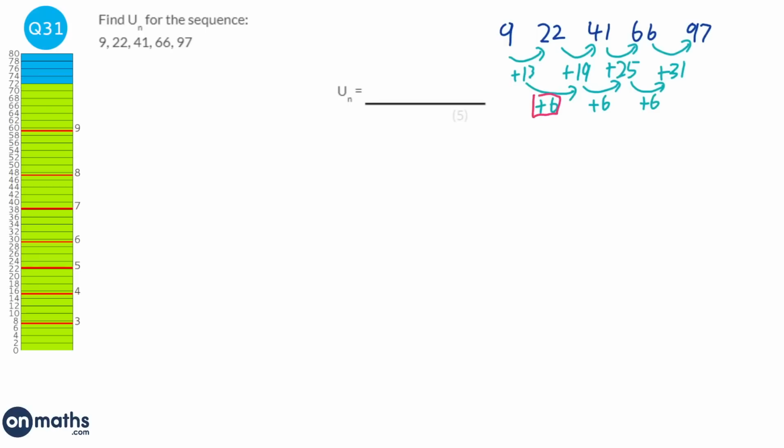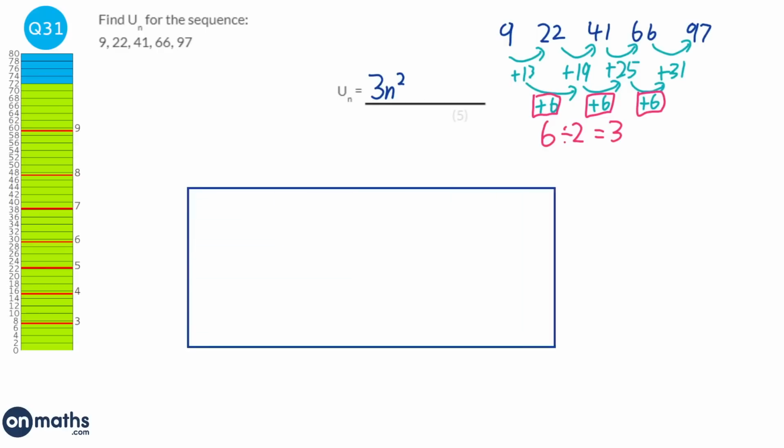And we're interested in what the difference of differences is, because what we now do is get that 6 and we always halve it, and it gives us 3. Now that 3 is actually really important, because that is the coefficient of the n squared. So we know our sequence will begin 3n squared. So we're going to do a table now to see what the rest of the sequence will be.